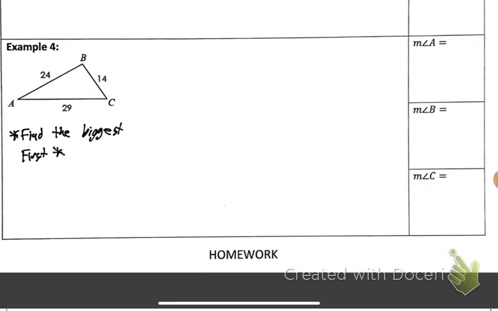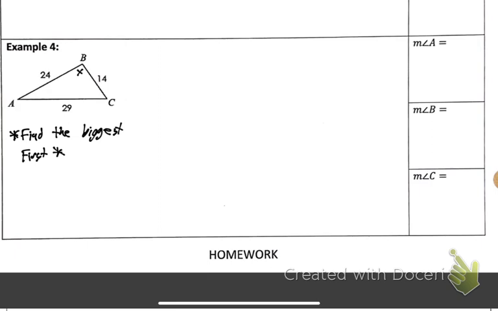But I do want to preface the fact that if all your angles are missing, find your obtuse one first, or find the one that looks the biggest. And the biggest one must be across from 29. So I'm going to go ahead and find this one first. Once again, this doesn't have to be something that you have to memorize for the quiz, but it's a good thing to know that when you're using law of cosines to find an angle, find the big one first.